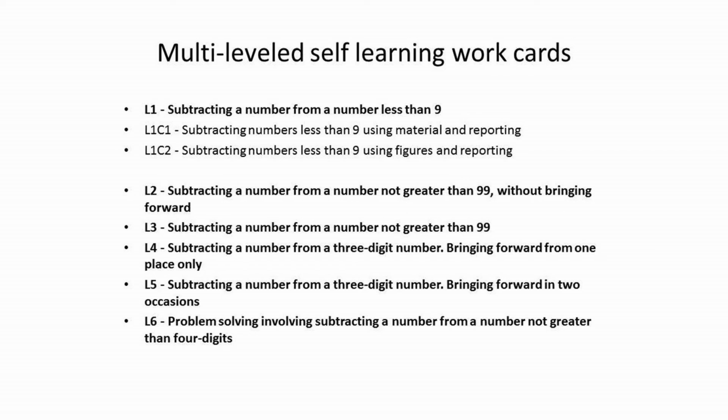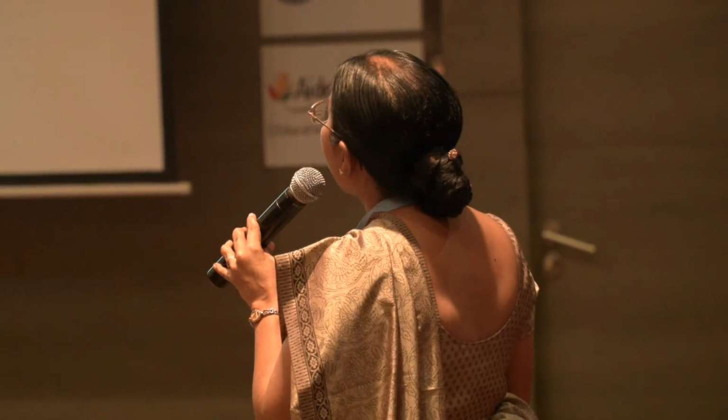And then these work cards also have different levels, say subtracting a number from a number less than 9. So you have that particular competency broken down into sub-levels. And for each sub-level, you have a work card, so that children can take their work cards and work on their own to get their competency attained at their own pace.